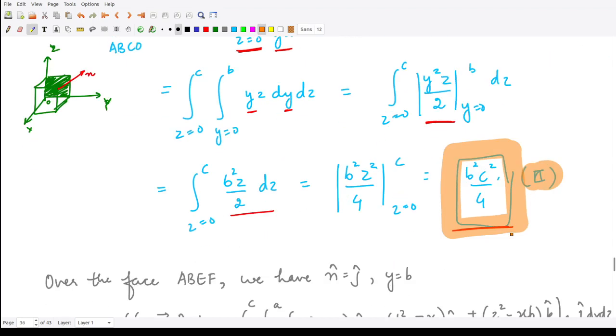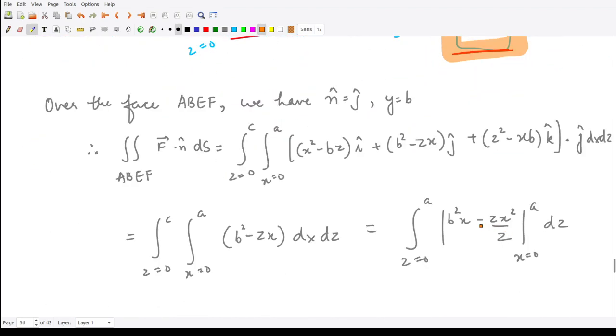Okay, next for the face ABEF. Now let me draw the figure once more.